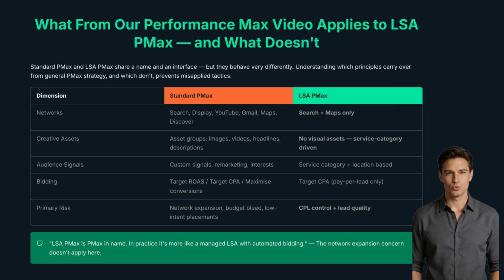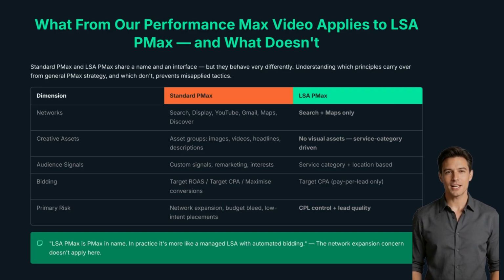What doesn't apply to LSAP Max? Asset groups with visual creative. LSAP Max doesn't use image or video assets the way standard PMax does. It draws on your business profile information. Network expansion concerns. Standard PMax risks spending budget across display, YouTube, and Gmail when you only wanted search traffic. LSAP Max is explicitly restricted to search and maps.